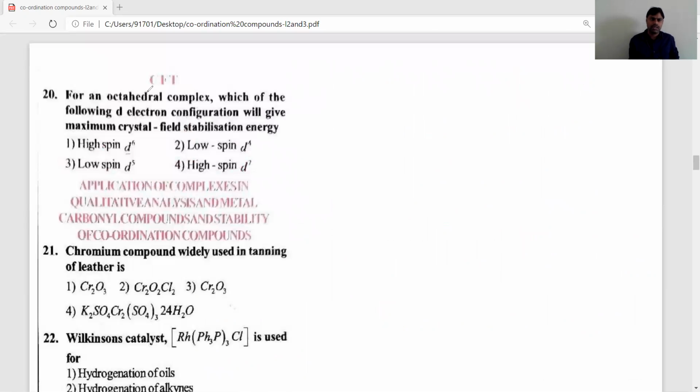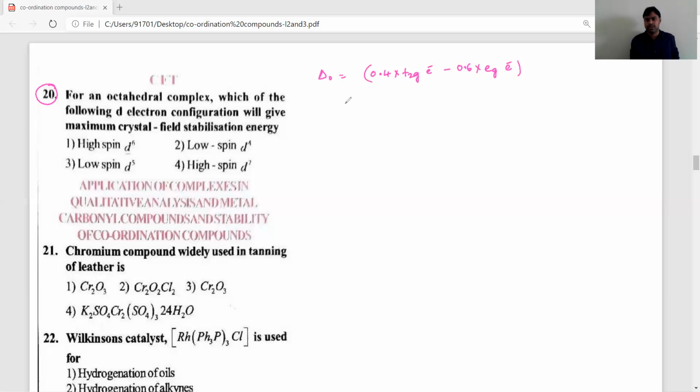What is the 20th question, dear students? For the octahedral complex, which of the following d electron configurations will have maximum crystal field stabilization energy? Okay, so the CFT value for an octahedral complex: delta naught is 0.4 into T2G electrons minus 0.6 into EG electrons. Now, high spin and low spin.